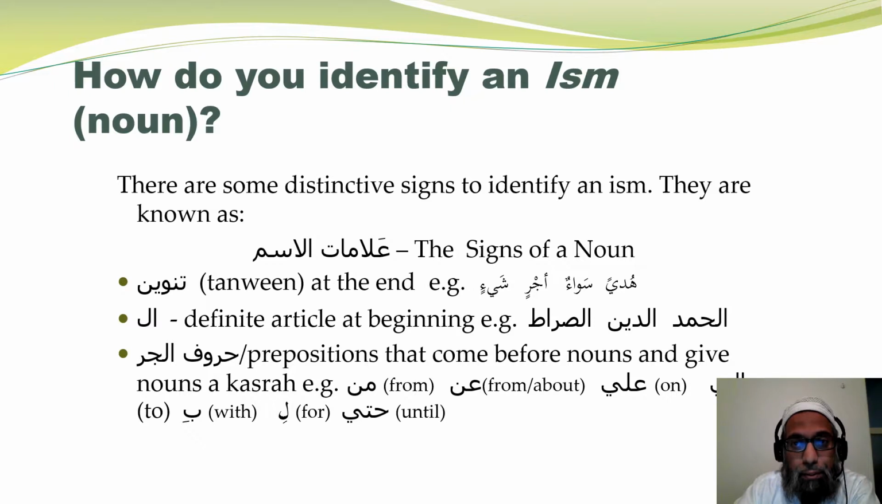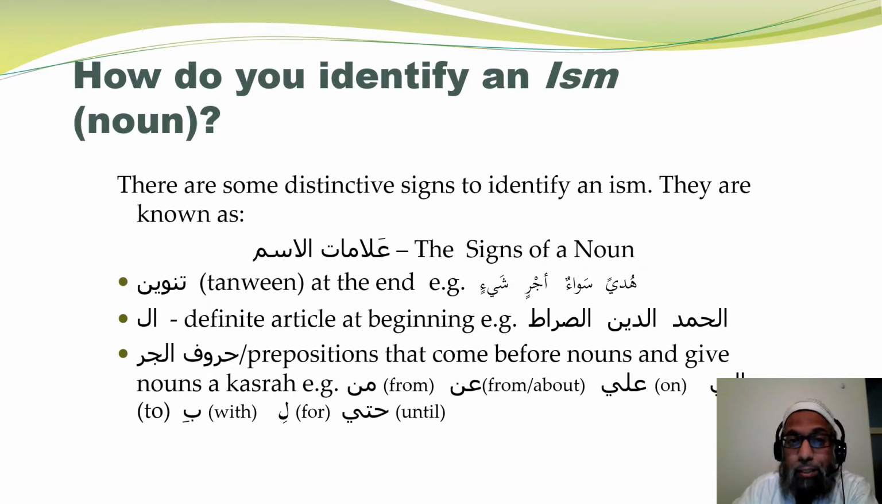Okay, so number 1, you have tanween at the end. So whenever you see a tanween, right away you can say that this word is a noun. There's no second guessing, nothing to even think, well, it might be a verb. No, it can't be a verb. If it has a tanween at the end, it's never ever going to be a verb. It's a noun for sure.